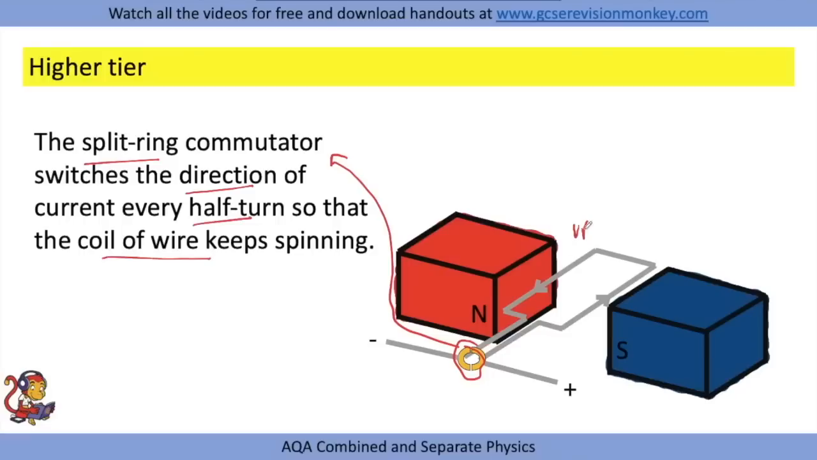So we said that this one would go up, this one would go down, and there would be a clockwise motion. However, that would just stop if it wasn't for the split ring commutator. This switches the direction of current, so then this side will go down, this side will go up, and it will just keep on spinning round and around and around, which provides the basis of our electric motor.